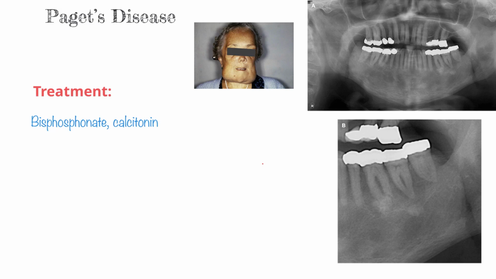So, as we said, the main problem is because of the osteoclasts. So we want to decrease the osteoclast activity, and bisphosphonates and calcitonin are perfect at inhibiting osteoclastic bone resorption.